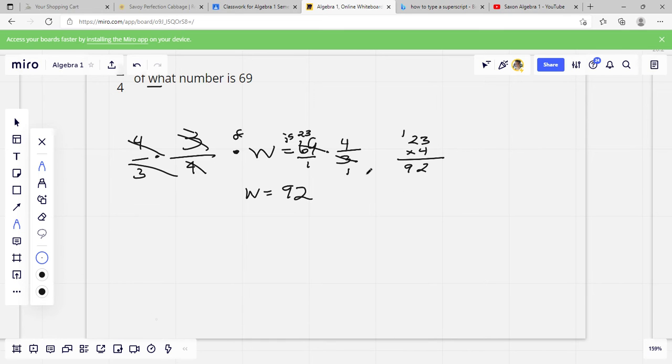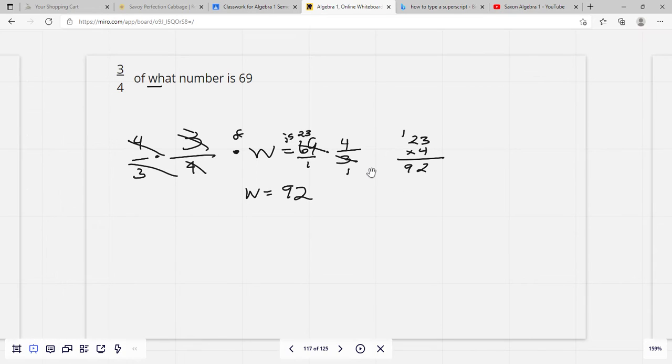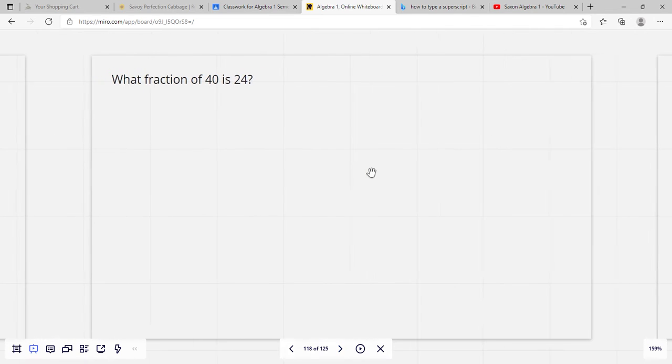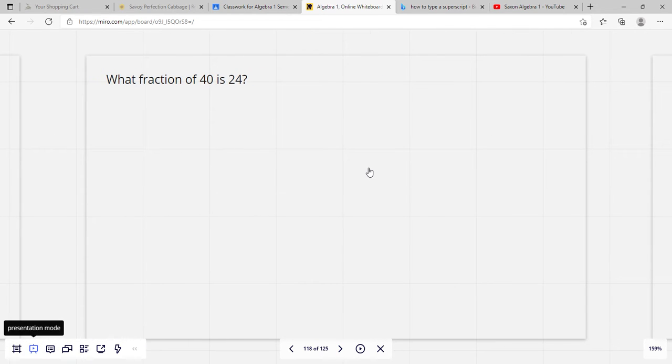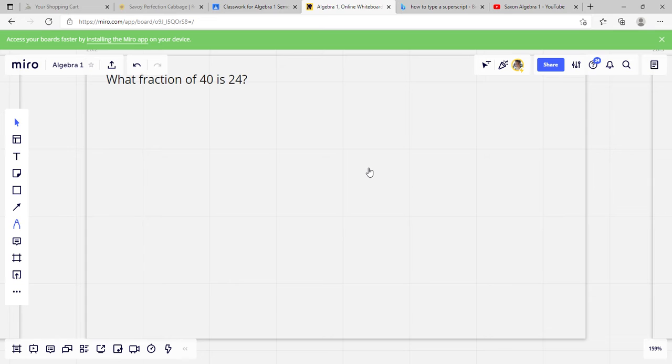Alright, let's try another one like that. This one's mixed up a little bit. So this one says, what fraction of 40 is 24? This time the fraction's missing. So we have what fraction of means times, 40 is means equals 24. Alright, this is times 40, so we've got to divide by 40. Those cancel, and our fraction is 24/40.